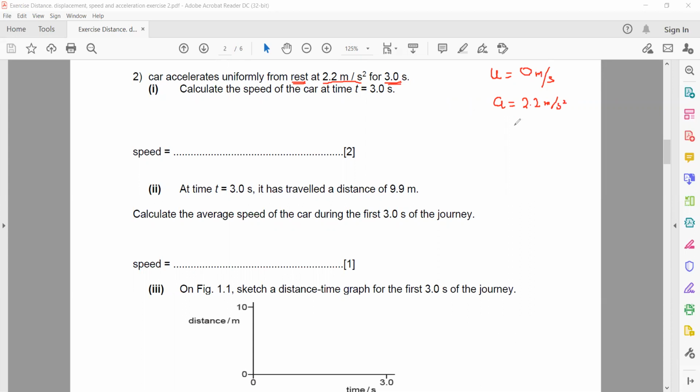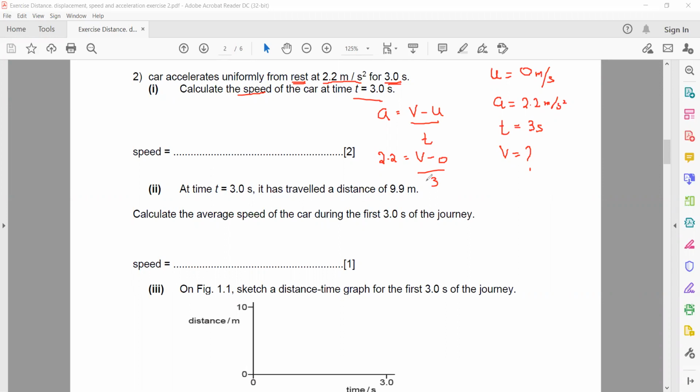For how long, or what is the time interval it accelerates? It accelerates for 3 seconds. They're asking to calculate the speed at time equals 3. So basically we want to calculate the final speed, so v is needed. You have the formula a equals v, the final speed, minus initial speed, divided by time. a is the acceleration, which is 2.2. The final speed is unknown. Initial speed is 0 and the time is 3.